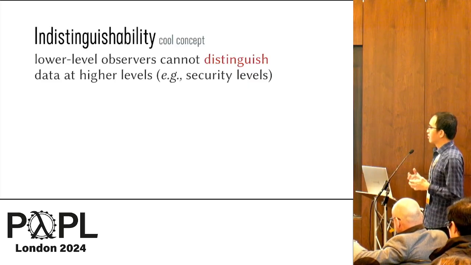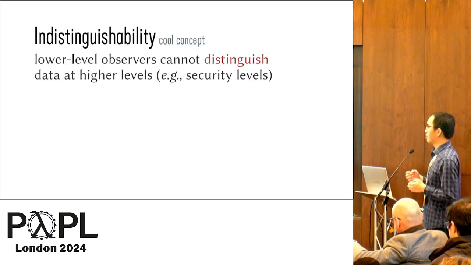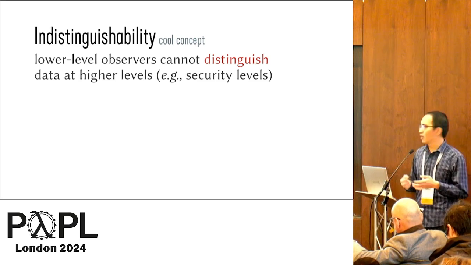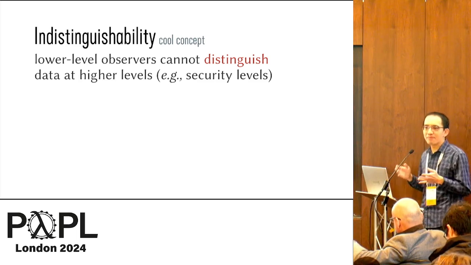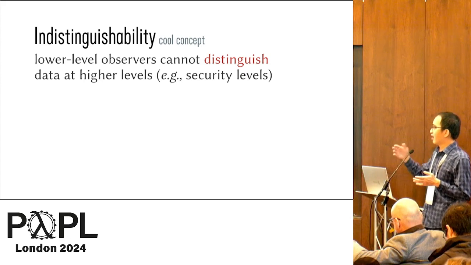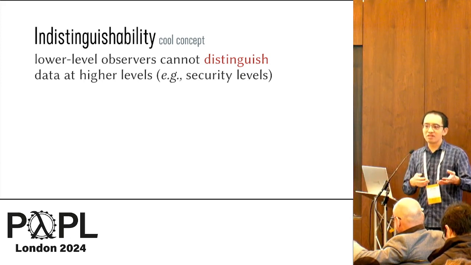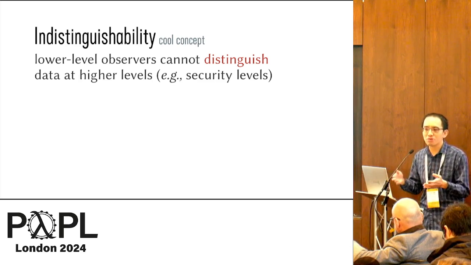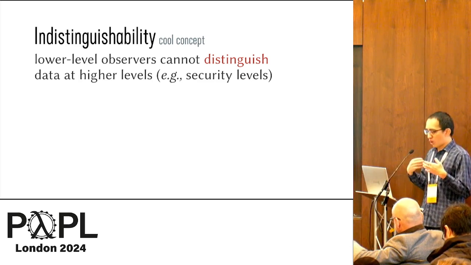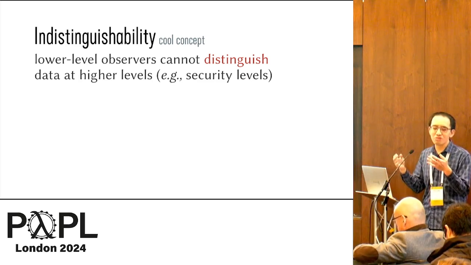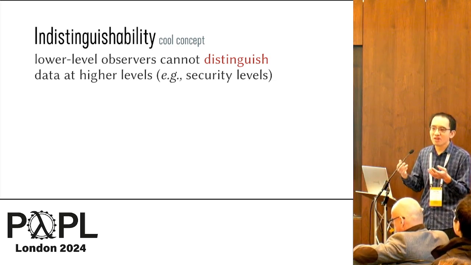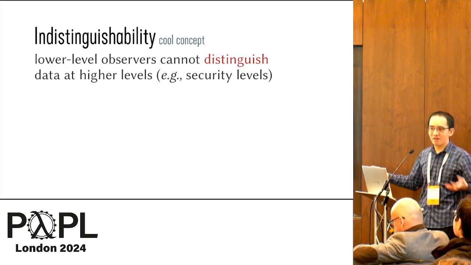The next cool concept is indistinguishability. The idea is that the low-level observer should not be able to distinguish the data at the high level. For example, a stranger on the street should not know what your password is, and the way to formalize this is that they couldn't distinguish whether your password is empty or very long. Okay, they couldn't distinguish anything.